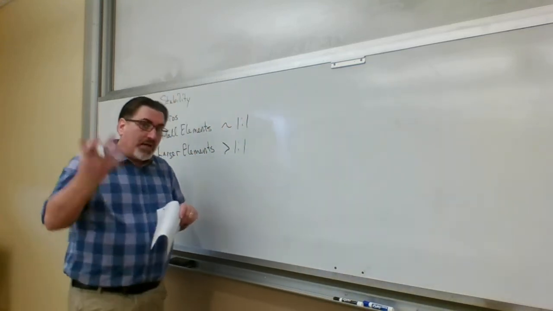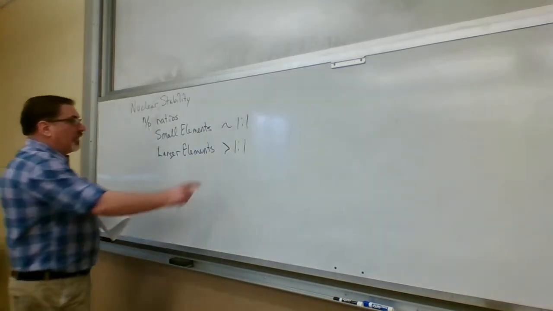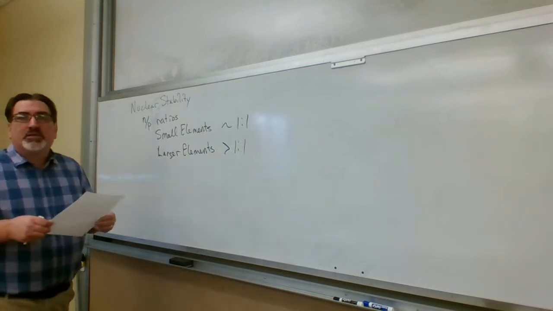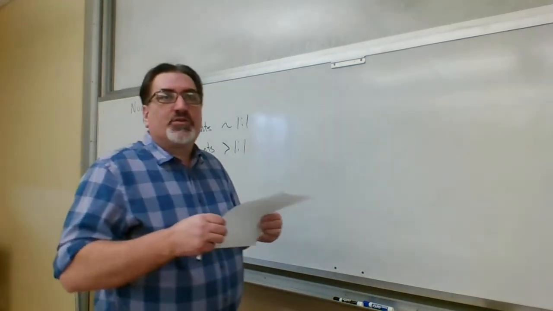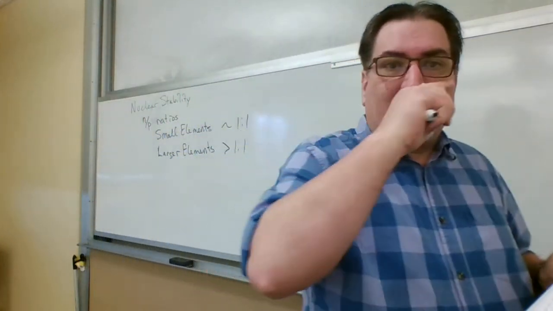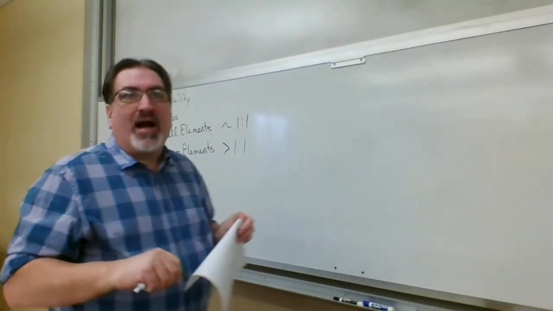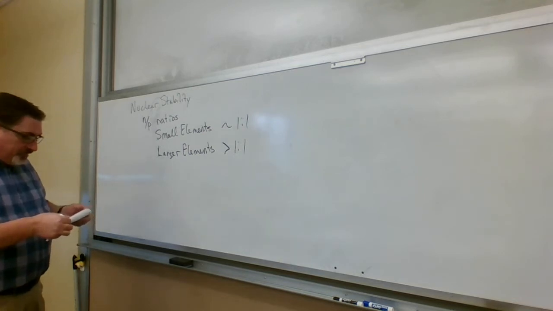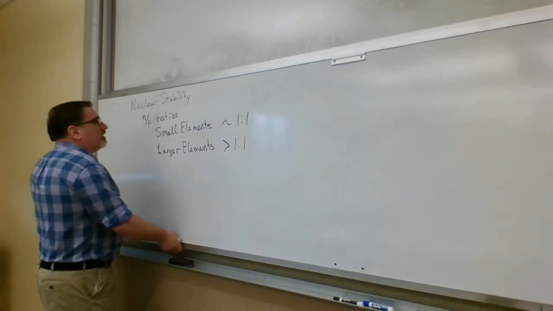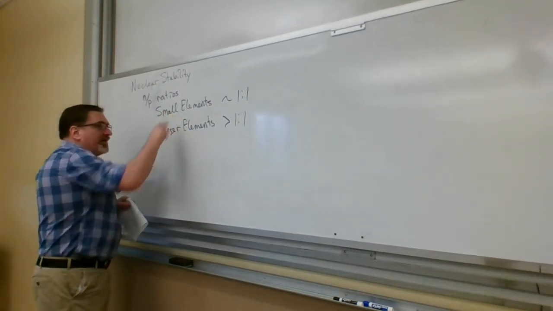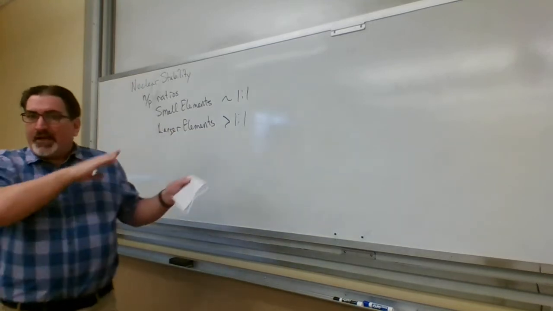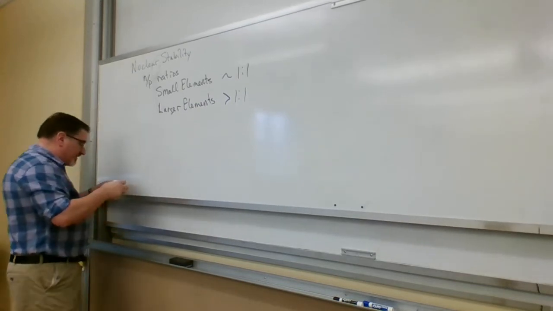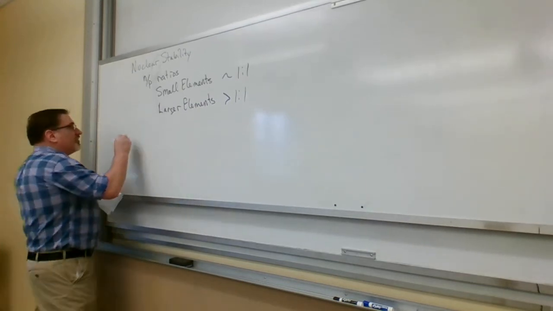So that ratio does go up from 1 to 1 as you get larger and larger, especially after you get past about the end of the first row of transition elements. Then it really starts to deviate upwards after iron and nickel and zinc. That ratio tends to get larger and larger. So if we get away from these target ratios, 1 to 1 for the small ones and a little bit more than that for the larger ones, we start to see some of those processes occur. So things that are neutron rich.